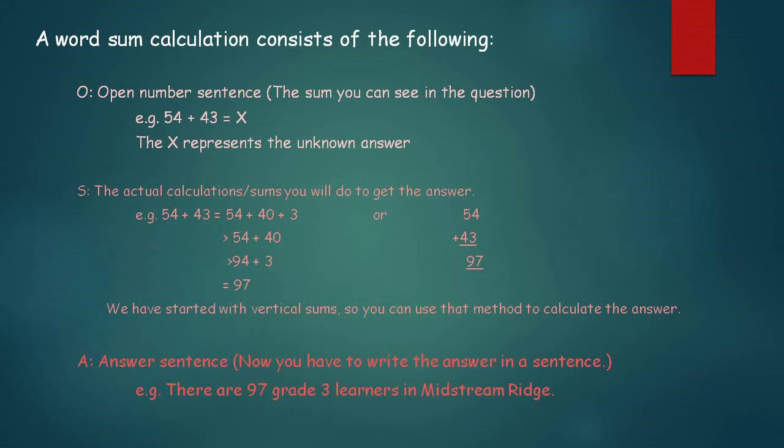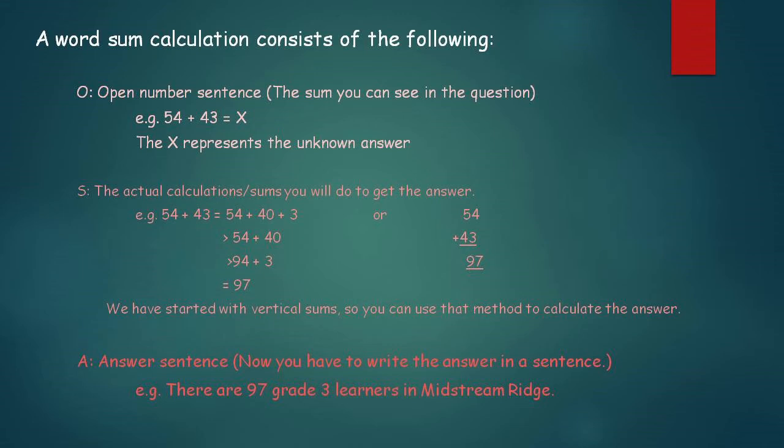Because we've now started with vertical addition, you can use that method when you're calculating your answers for story sums. So instead of doing it like we used to horizontally, where we would say 54 plus the 40, get an answer, plus the 3, get an answer, when we're going across, you could now just put the numbers underneath each other and add them from top to bottom, starting at the units vertically. So you would say 4 plus the 3 is 7, 5 plus the 4 is the 9, there's no carryover, so we've got 97. And lastly, we have A, which stands for our answer sentence.